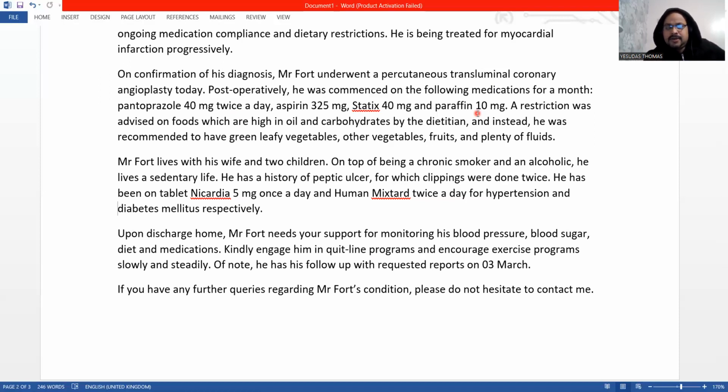A restriction was advised on foods which are high in oil and carbohydrates by the dietitian who advised the restriction. That's the dietitian. And which were the foods which are high in oil and carbohydrates. And instead, he was recommended to have green leafy vegetables.